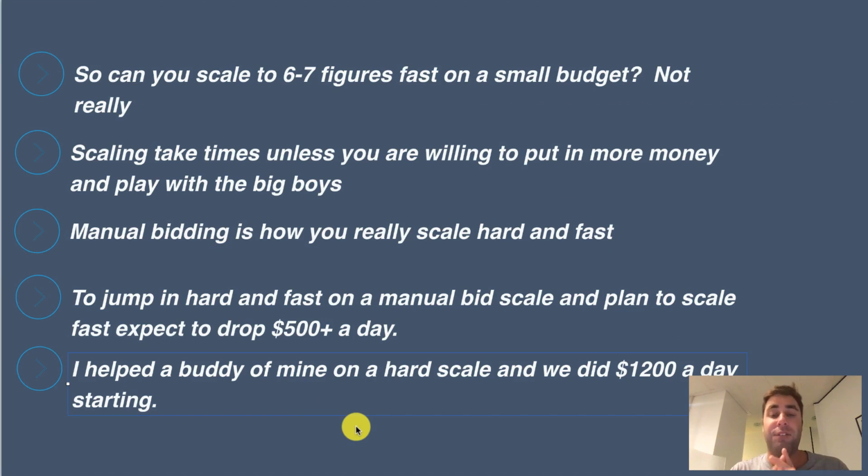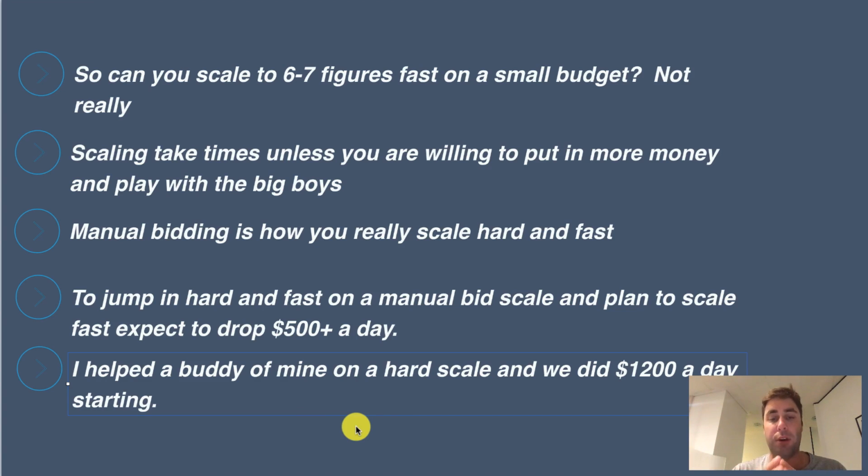To jump in hard and fast on a manual bid scale and plan to scale fast, expect to drop 500 plus a day on your budget. And I'm not joking, expect to drop 500 plus a day, okay? Because you're playing with the big boys. You need to give Facebook the data. And remember, I'm talking about scaling fast, so 6 to 7 figures in a week or a couple of weeks. That's what I'm talking about here.